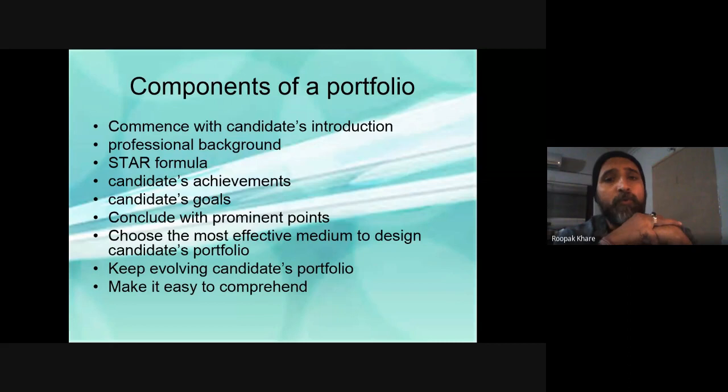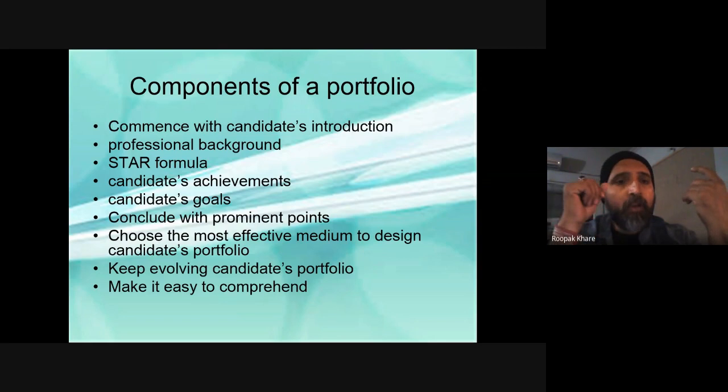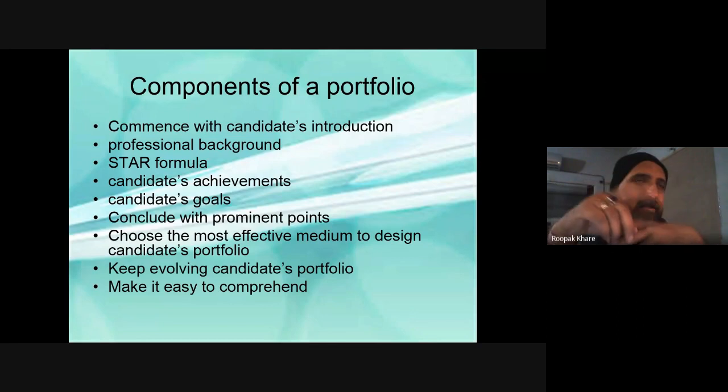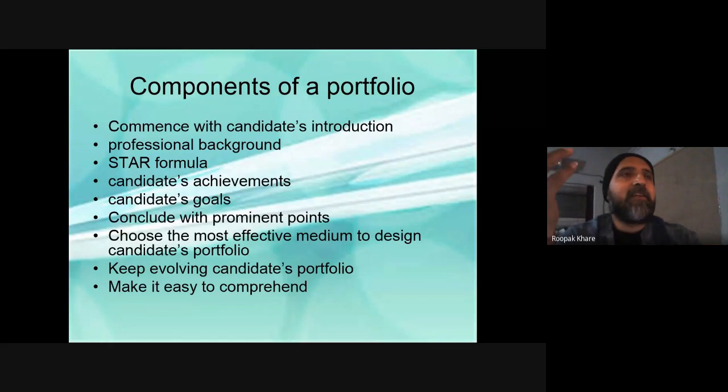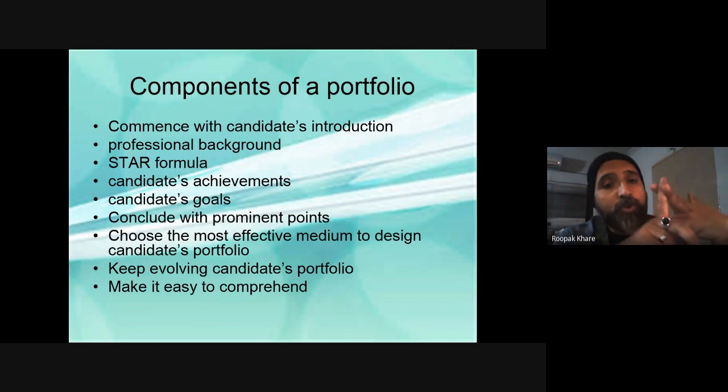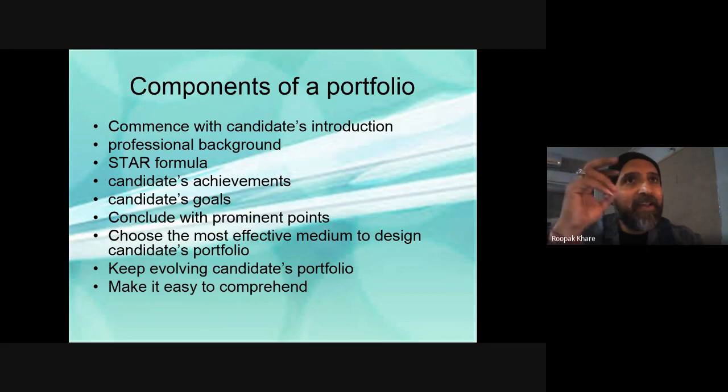What are the components of a portfolio? Commence with the candidate's introduction. Your portfolio should have a small introduction about yourself, your profession, your professional background. Then comes the STAR formula. I hope you remember what the STAR formula was. If you don't remember, I will tell you in coming slides what the STAR formula is and how you apply it to the resume, CV and portfolio. Candidate's achievements should come here, goals should come here. You should conclude with prominent points. Highlighters should be there in the beginning and in the end.